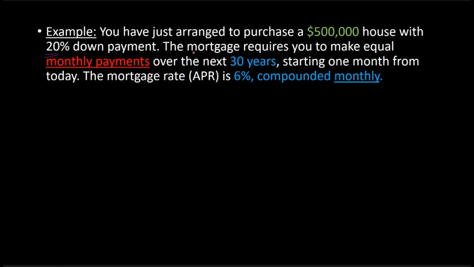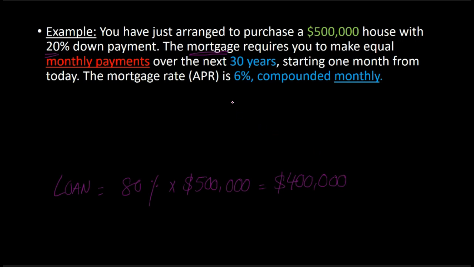Now, the term that you will encounter out there is called mortgage. So that you'll hear something like the mortgage requires you to make equal monthly payments. Mortgage is just a fancy way of saying that you're getting a loan to buy a house. And in this case, the loan amount is basically 80% of the purchase price, which is $500,000. So the amount of loan that you're getting is basically $400,000. So when it says mortgage, just think loan. It's a loan in the real estate, basically, or a loan to buy a house.